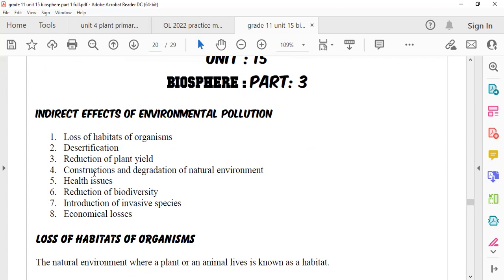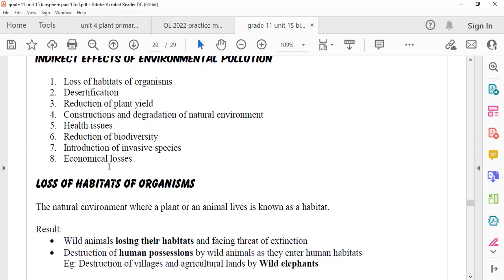Okay, economical losses will occur in everything. Whatever the mistake you do, there will be economical losses. I will explain that to you one by one. Try to capture it. Here, these are the indirect effects.